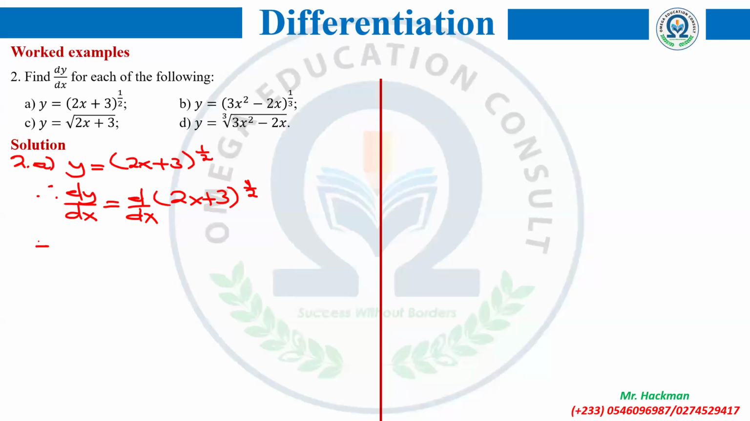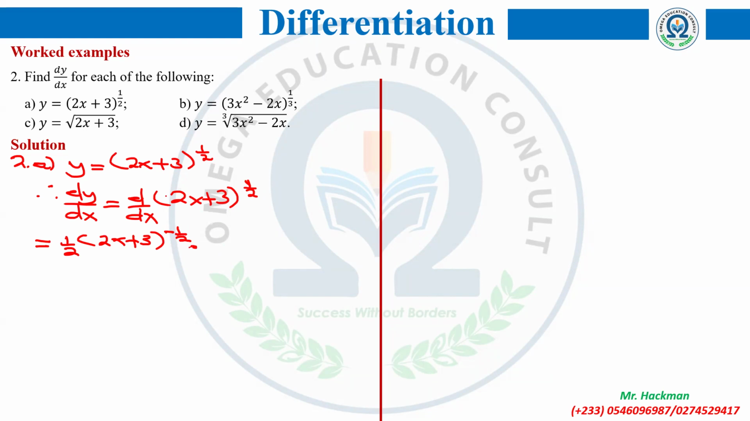So my next step, what do I do? Bring the power, the exponent, down, so that will give me half. Then I keep my function, which is 2x plus 3. Then I reduce the exponent by 1, so half minus 1 will give me minus half. Do you agree? Yes, please. Then that is not all.